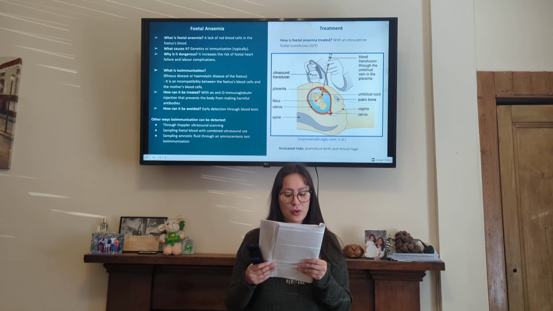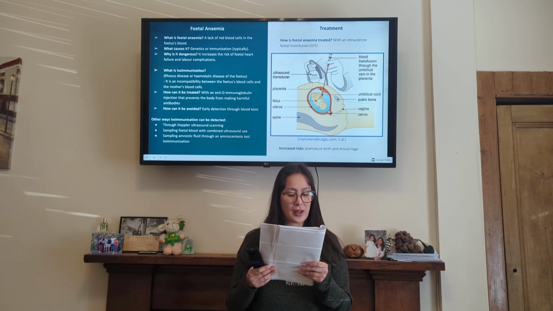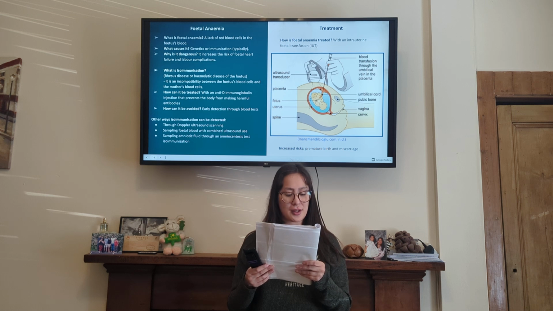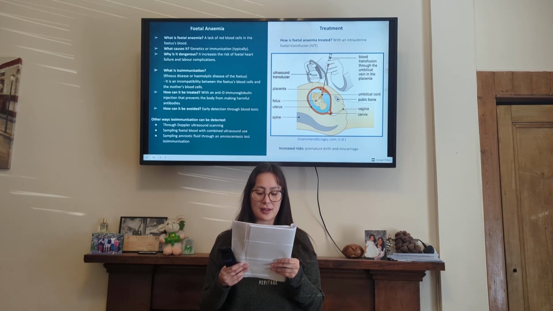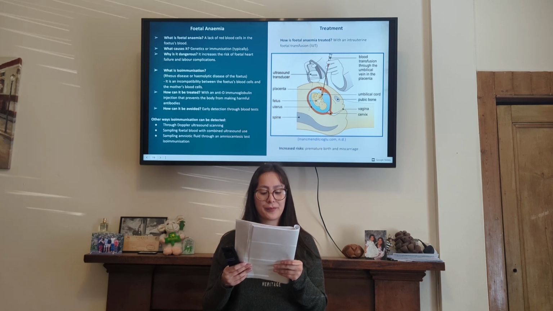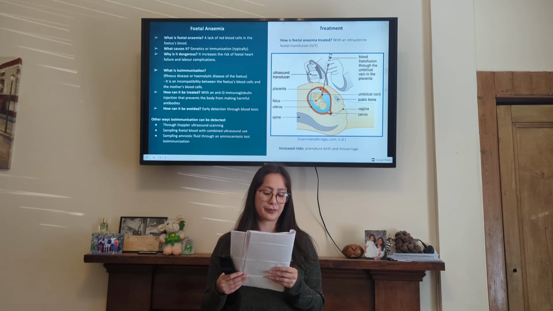Isoimmunization is also called rhesus disease or hemolytic disease of the fetus. It is the incompatibility between the fetus's blood cells and the mother's blood cells. Since the mother's immune system does not recognise the fetus's blood, it attacks it, resulting in a lack of supply, causing the fetus's heart to work overtime to compensate for its loss.